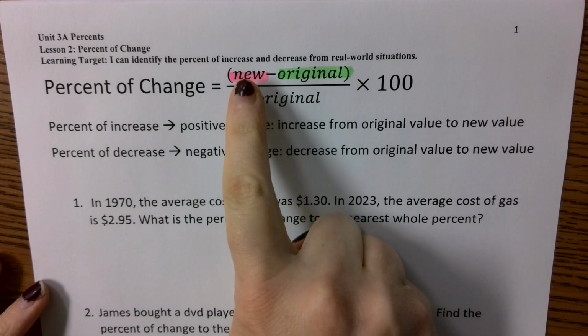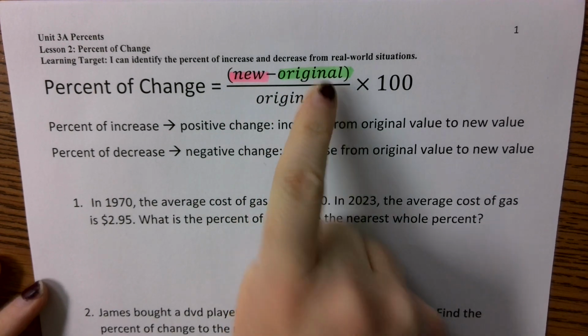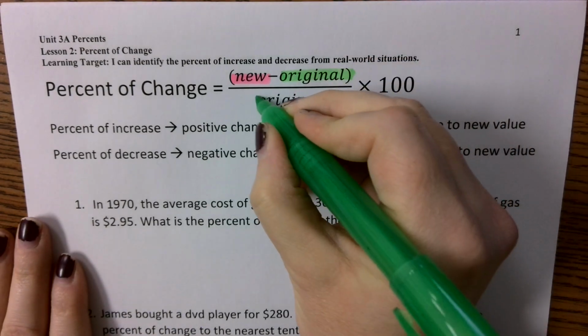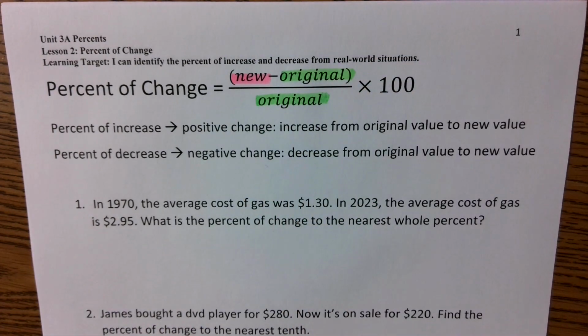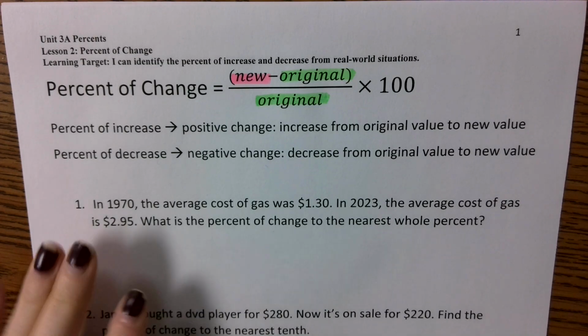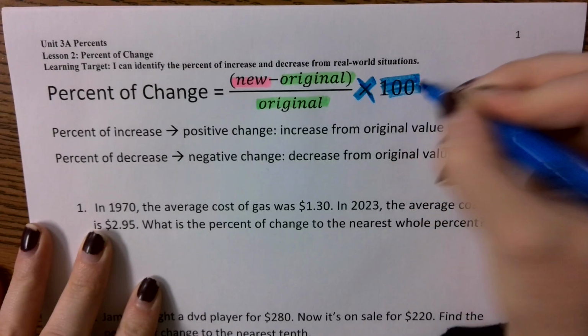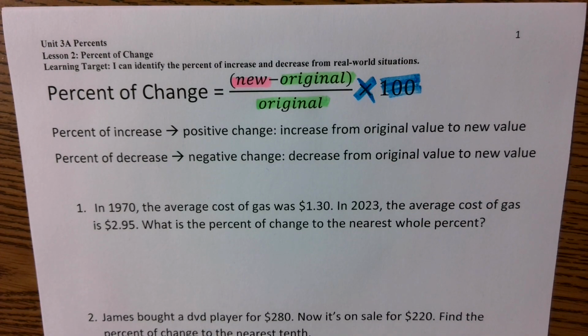Okay, so again, percent of change is new value minus the original or old value. Once you've done that subtraction, you're then going to divide by whatever your old value was. And then because we are talking about a percentage, percentages are always out of how much? 100. So we are going to multiply our answer by 100, because a percentage is out of 100, so that we have it calculated as a percent.